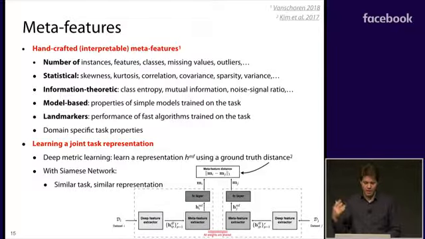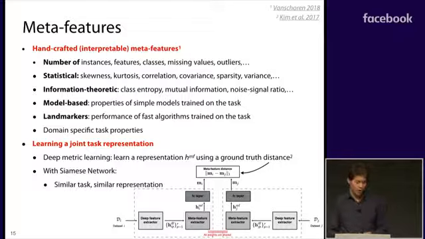There are also information theoretic things like class entropy or the mutual information between a feature and a task, which tells you how much information there is in the task. Things like model-based features, where you build a simple decision tree and you see how complex the tree is. That tells you something about how complex the task is. And things like landmarkers, where you simply run a number of simple algorithms and you use the performance as a kind of landmark of how difficult this task is for that type of algorithm.